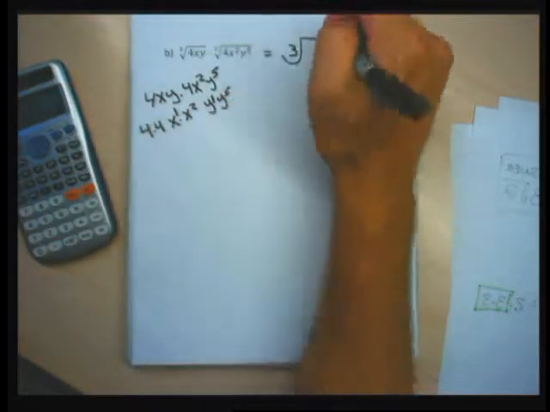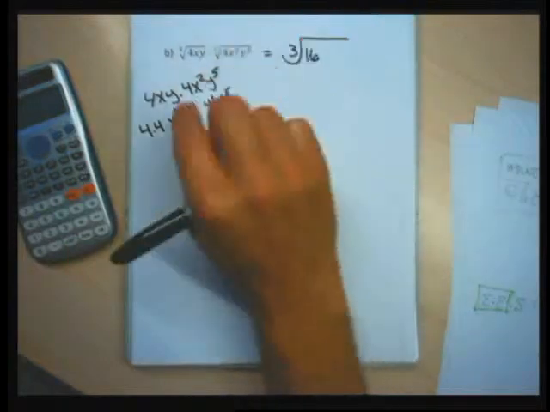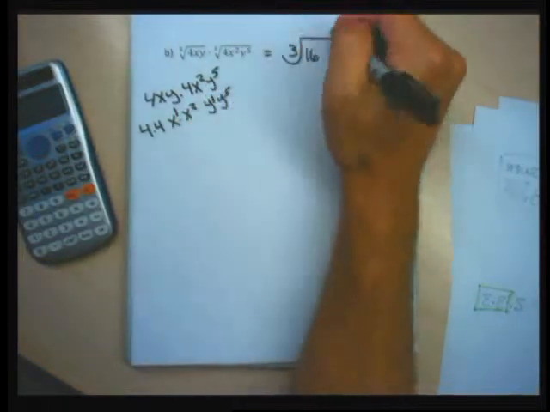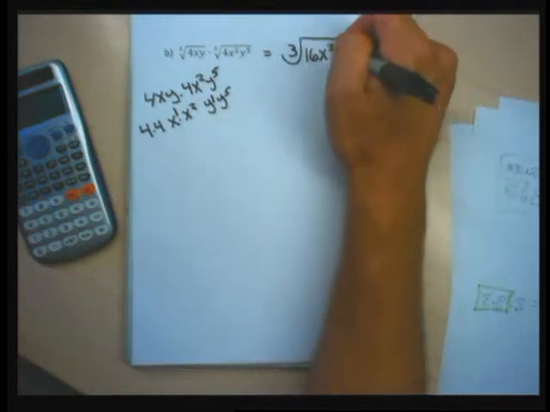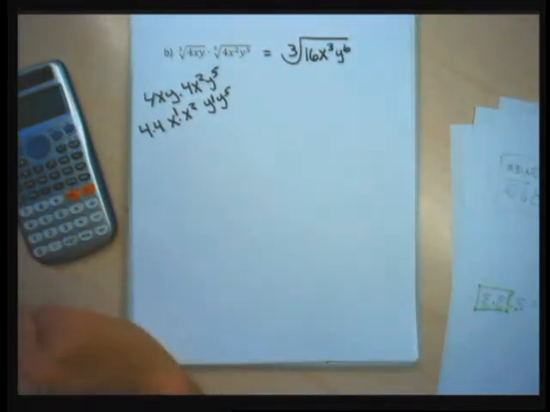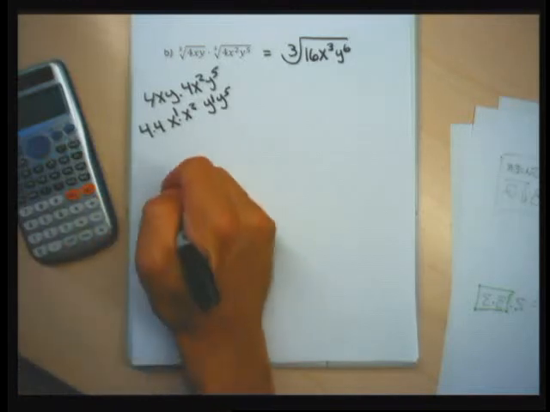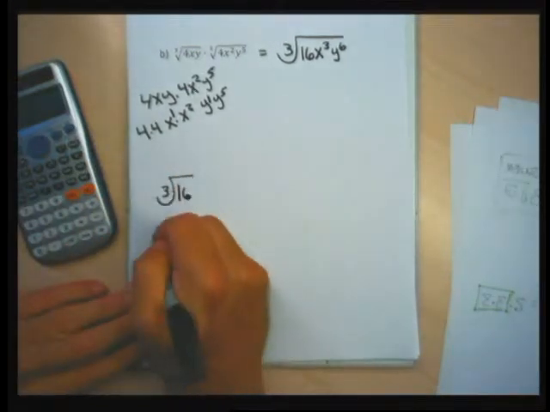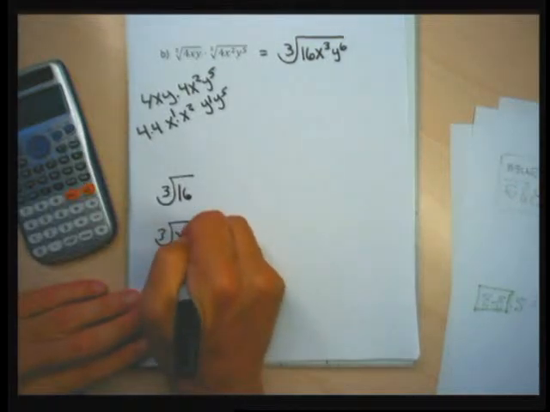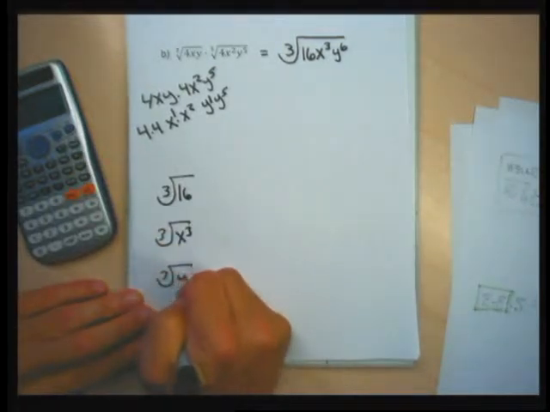So I'm going to make those exponents happen. The 4 times 4 part of this is going to be a 16. For the x's, I'm going to add the exponents and get x to the 3rd power. For the y's, I'm going to add their exponents and get y to the 6th power. Now I'm going to reduce each of the pieces. I'm going to reduce the cube root of 16. I'm going to reduce the cube root of x cubed. And I'm going to reduce the cube root of y to the 6th.